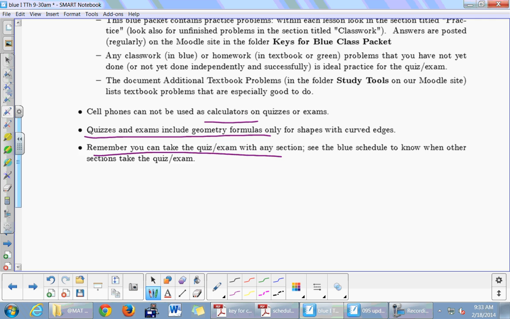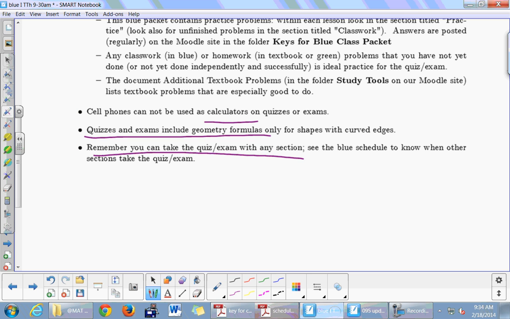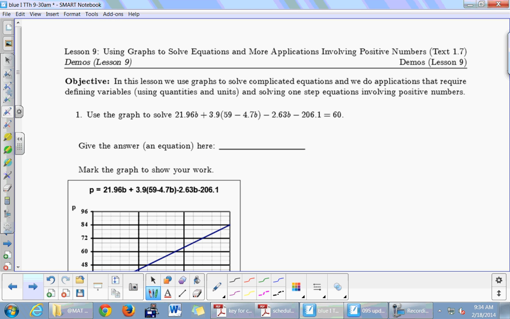Okay, and then one last announcement. You're welcome to take the exam that's coming up with any section. So if the date that we're scheduled for, which is a week from today, is not a good day for you, then take it with another class. You could take it 2 hours later than our class if you want to. Or you could take it on a Monday, Wednesday, or Friday if you see when the exam is offered for the other classes.